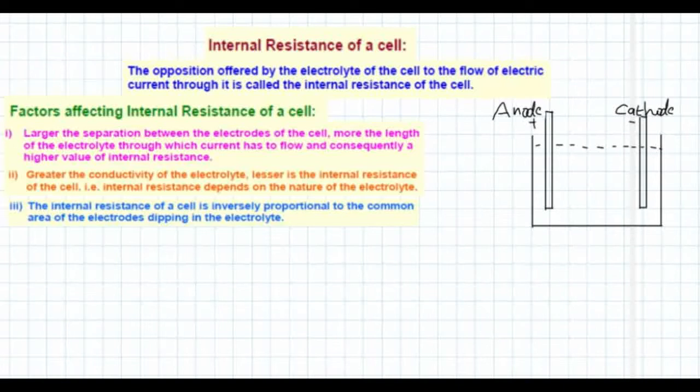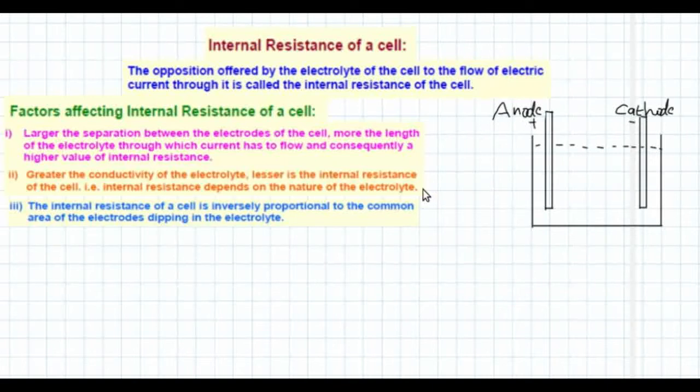The third factor is that the internal resistance of a cell is inversely proportional to the common area of the electrodes dipping in the electrolyte. That means if there is more area dipped into the electrolyte, there will be more area available for the ions to be deposited. So the internal resistance of a cell is inversely proportional to the common area of the electrodes dipping in the electrolyte.